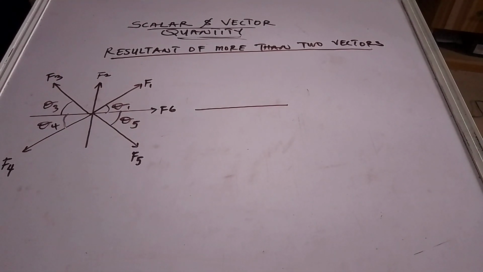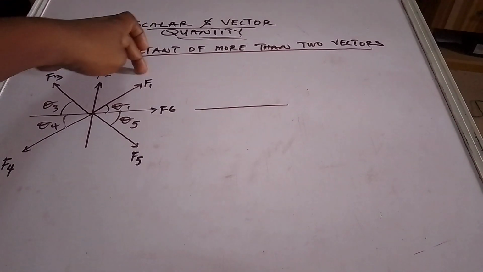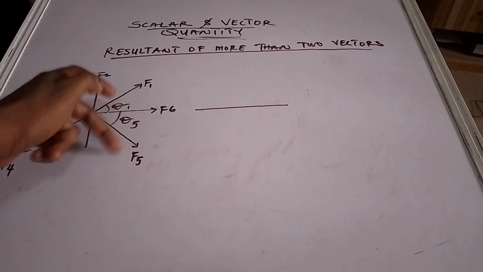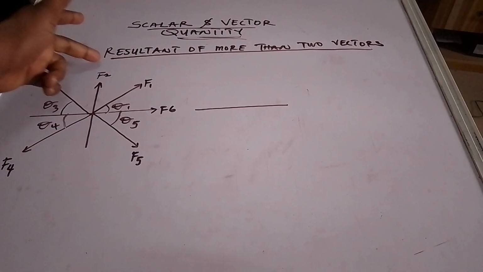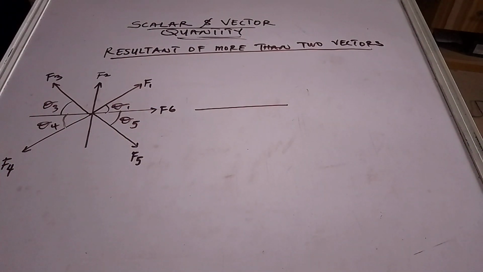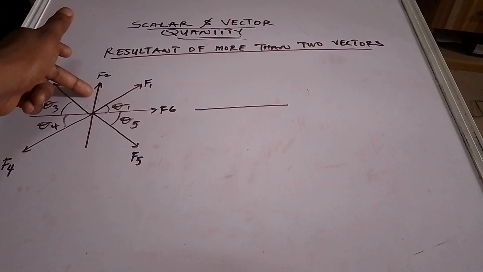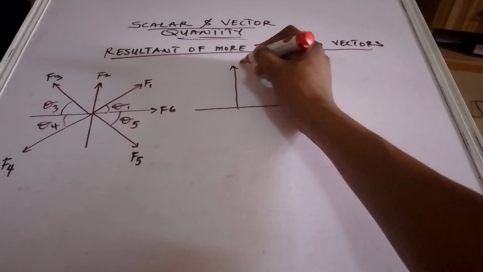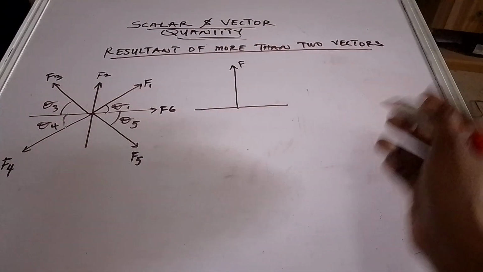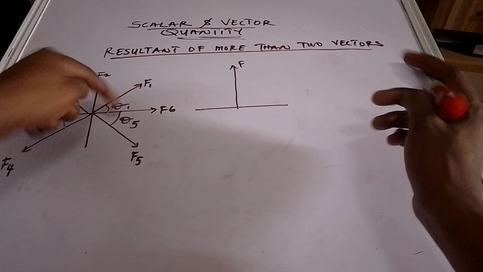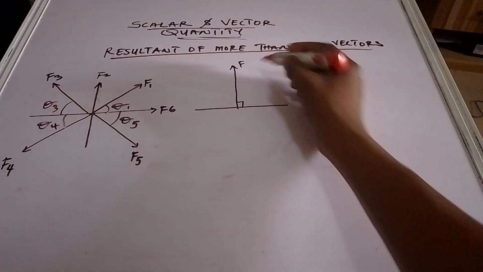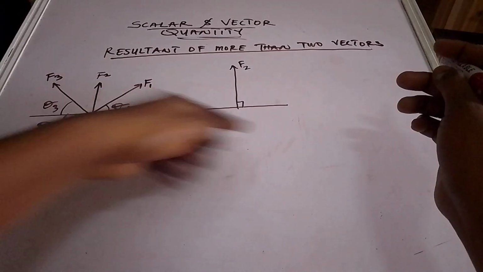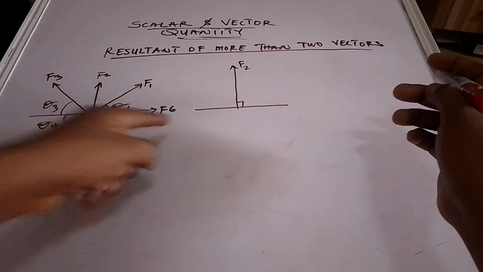But let's look at the other forces. Now we know that F1 is theta 1, F3 is theta 3, F4 is theta 4, and F5 is theta 5. So what's going to be the angle for F2 and F6? For F2, if you look at it, F2 is like this, and this is the horizontal. The angle between F2 and the horizontal is just 90 degrees. So you have to get that clear. The angle between F2 and its horizontal is 90 degrees. But what of F6?